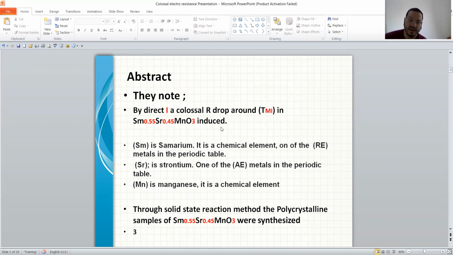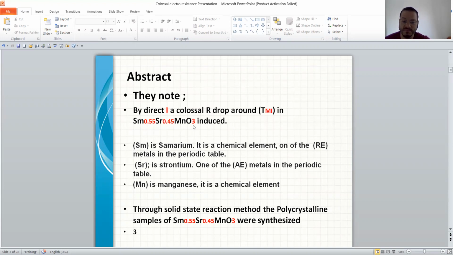This structure is samarium 0.55. The author worked on these two concentrations, 0.55 and the second one 0.45. This is a condition, because all of these must equal 1. The first one, like I said before, is samarium, a chemical element belonging to the rare earth group, and strontium here is 0.45. Strontium is an element belonging to the alkaline earth group, and like we know, here is the manganese, and the last one is the oxygen.